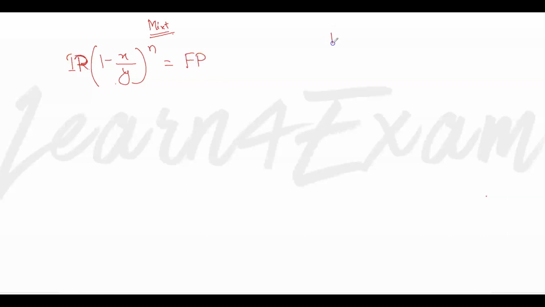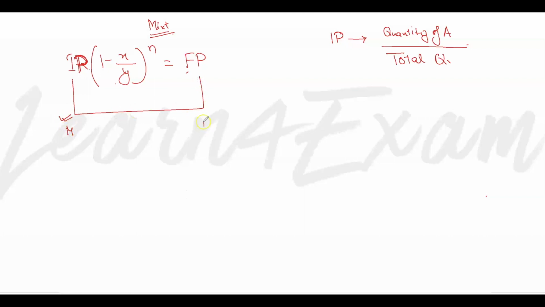Now, what do you mean by initial proportion? I'll make this P, that means proportion. Initial proportion means the quantity of any liquid, let's say A, divided by the total quantity of the mixture. This also applies for final proportion. Initial proportion and final proportion are of the same quantity. So if you are calculating initial proportion for milk, also make sure you are calculating the final proportion with milk.